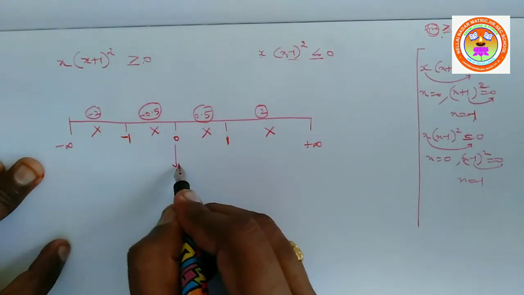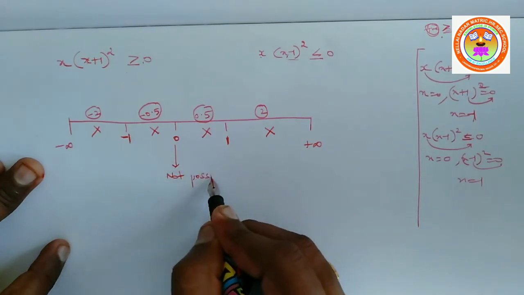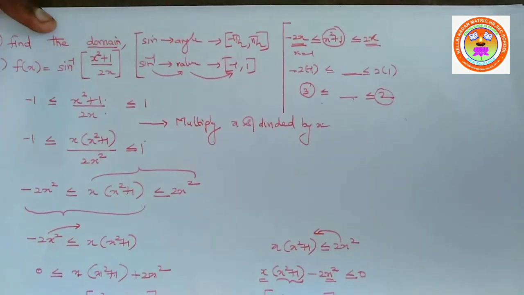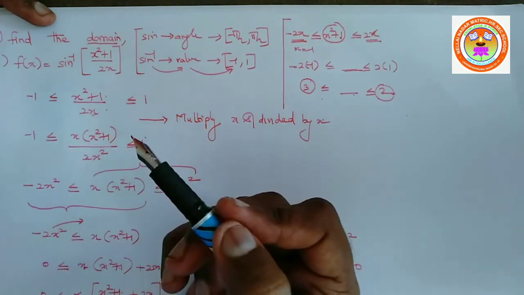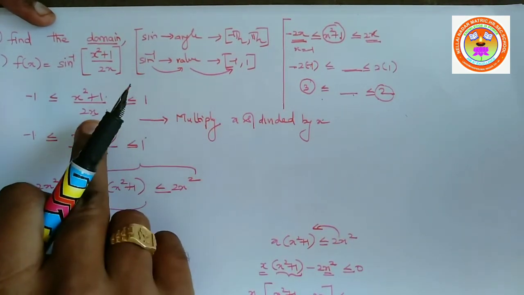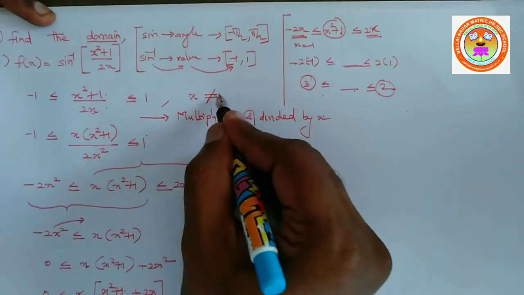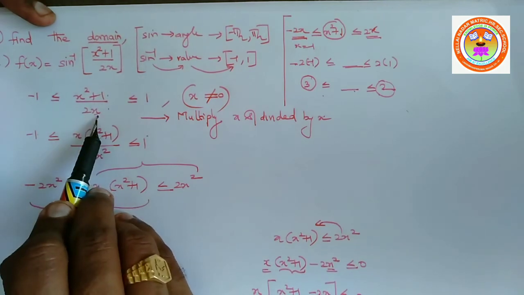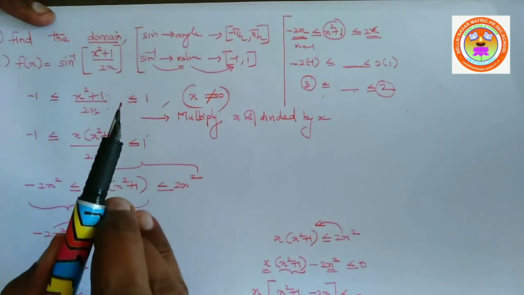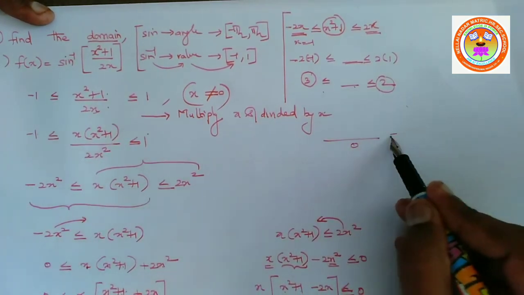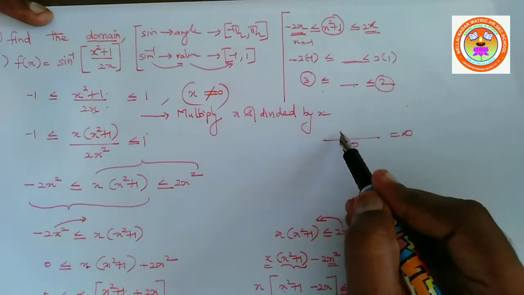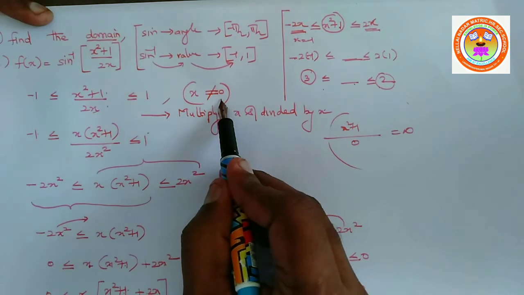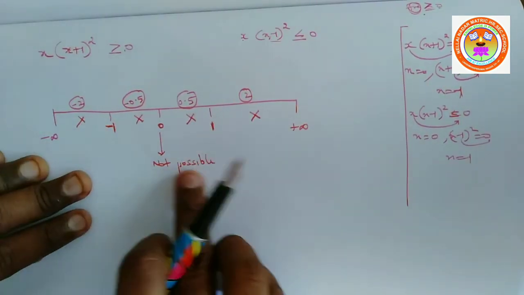0 is not possible. Why is it not possible? There is a reason for that. I forgot to tell you. I will tell you now. Listen. Since x is present in the denominator, x should not be equal to 0. It's a condition. If x is 0, 2 into 0 is 0, so the denominator contains a 0. If the denominator is 0, it moves towards infinity. The denominator should not be equal to 0. So x is not equal to 0.